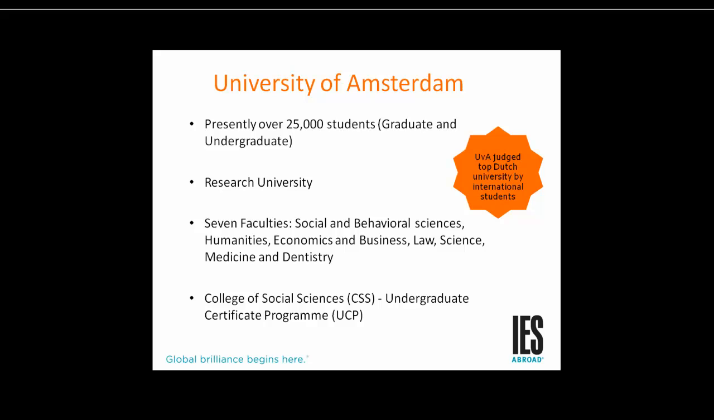First of all, through the IES Amsterdam program, you'll be taking courses at the University of Amsterdam. It has over 25,000 students, both graduate and undergraduate. So it's good to know where you are within the University of Amsterdam. It's both a teaching as well as a research university. It has 7 faculties: social and behavioral sciences, humanities, economics and business, law, science, medicine, and dentistry. Homing in a little bit more on the faculties, you'll be placed within the social and behavioral sciences faculty, to be precise, in the College of Social Sciences.